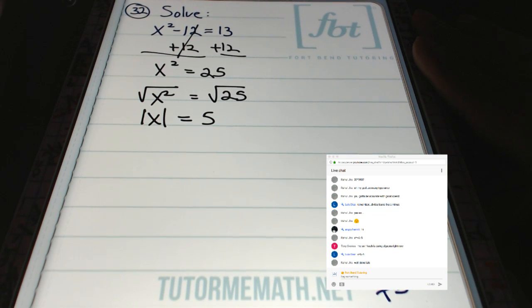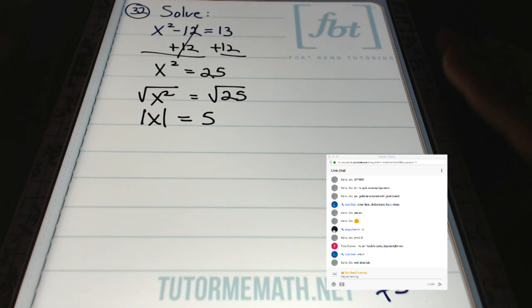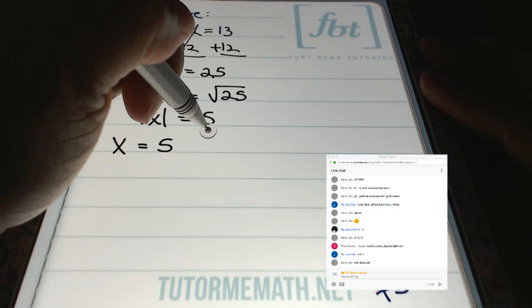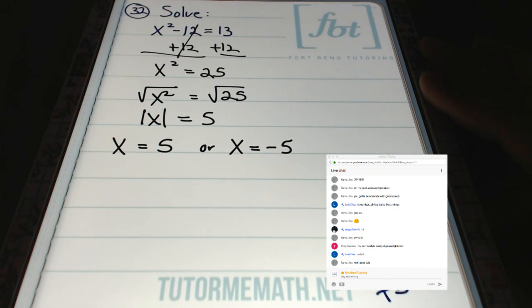Now you're left with an absolute value equation to solve. And remember, the absolute value is the distance to 0. That means you'll have to set up two equations now. Why? Because we can be 5 places away from 0, to the left of 0 as well as to the right of 0. And that means that our value of x will equal 5 as well as negative 5. I hate that minus sign. There we go. So you end up with a result that is 5 or negative 5.